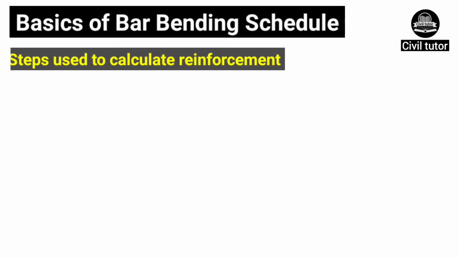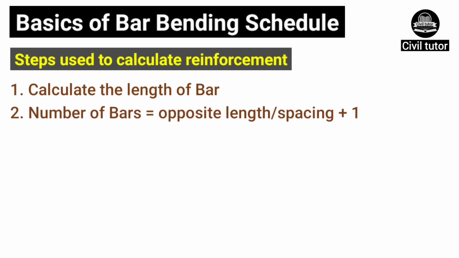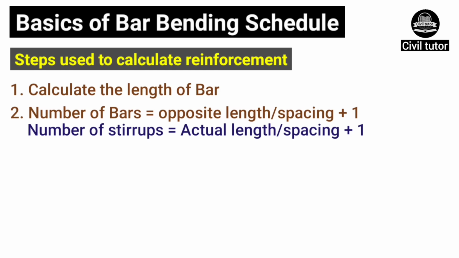The last topic is about the steps used in reinforcement calculation. The first step is to calculate the length of bar. The second step is to calculate the number of bars, which is equal to opposite length upon spacing plus 1. Or in case we need to calculate the number of stirrups, the formula will be actual length of beam or column upon spacing plus 1.